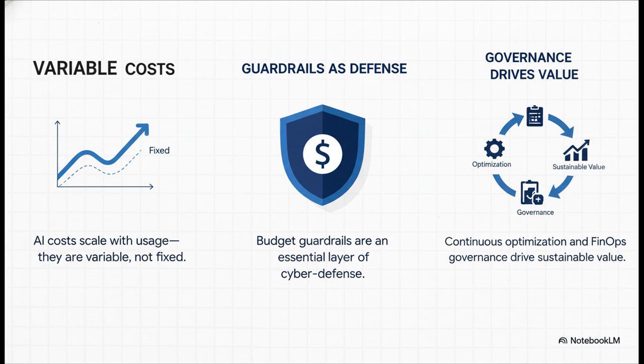All right, so let's wrap this up with the 3 big things to remember. Number 1, AI costs are not like your old IT costs. They're variable and they scale with every use. Number 2, those budget guardrails we talked about, they aren't just nice to haves. They are a core part of your cyber defense, non-negotiable. And finally, number 3, continuous governance and optimization. That's the secret sauce that turns AI from a scary cost center into something that drives real, sustainable value.